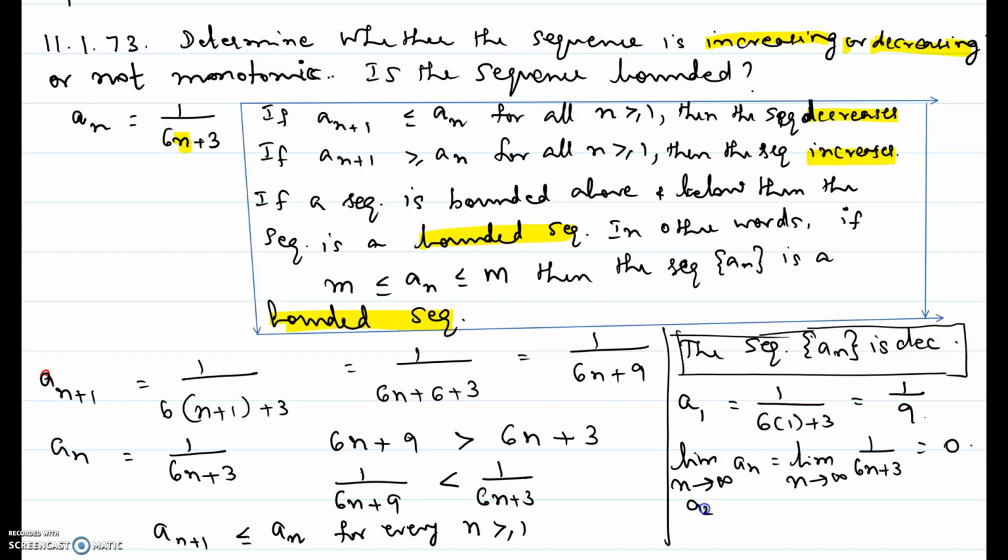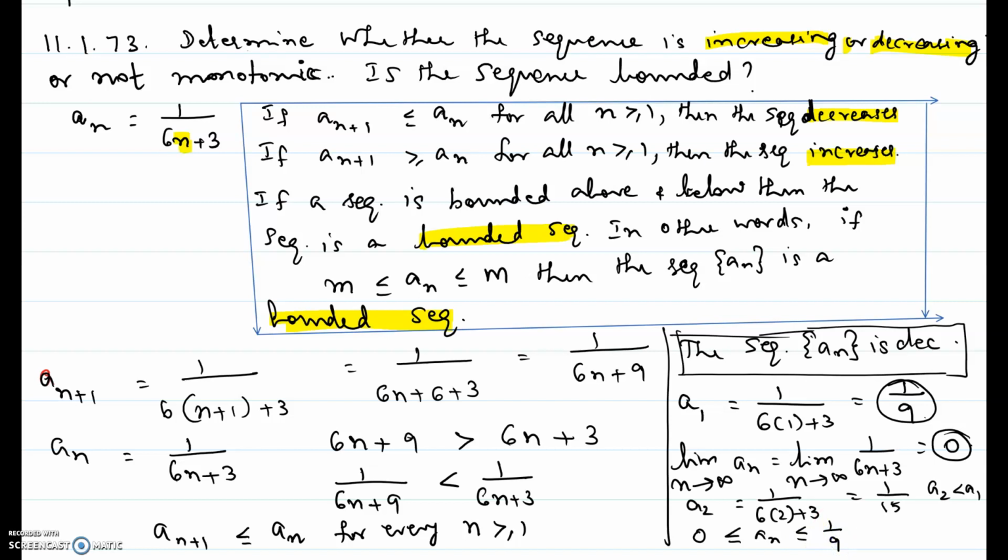And then if you also consider a2, which is 1 over 6 times 2 plus 3, or 1 over 12 plus 3, which is 15. So we notice 1 over 15 is smaller than 1 over 9, or a2 is smaller than a1. So we can prove this for a sub n plus 1 less than a sub n, which we already did. The sequence is decreasing and then it lies between 0 and 1 over 9. So we can consider 0 less than or equal to a sub n less than or equal to 1 over 9.